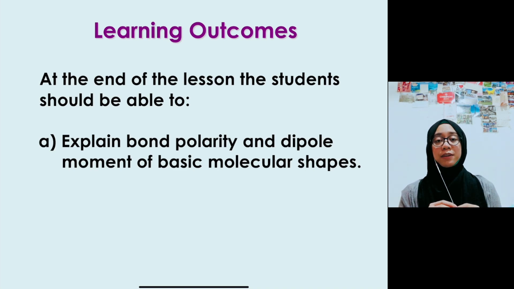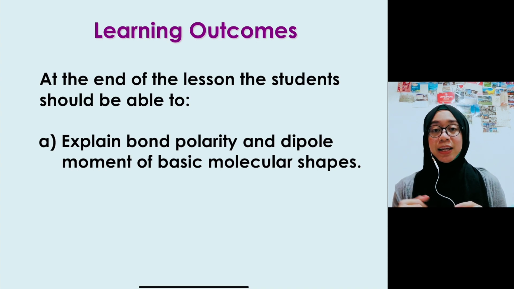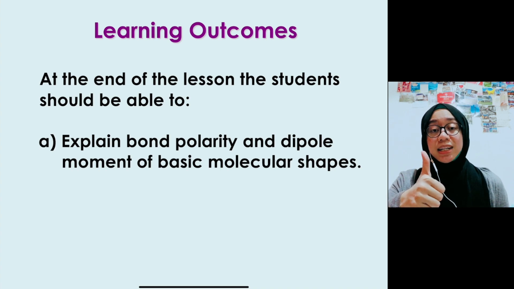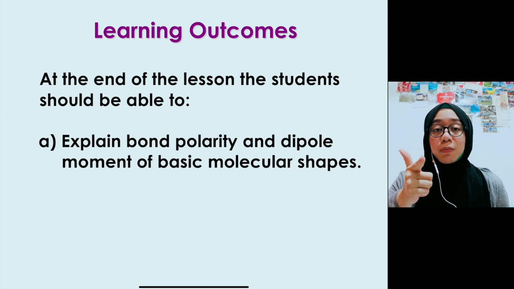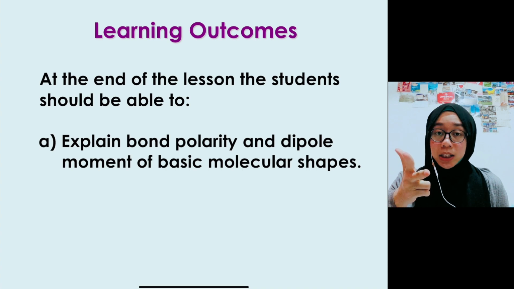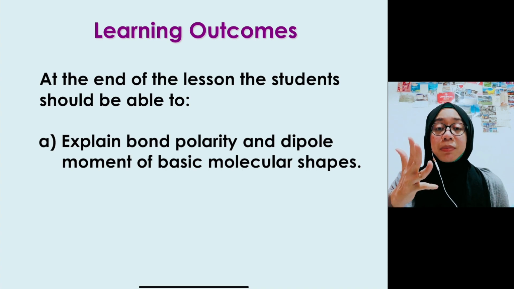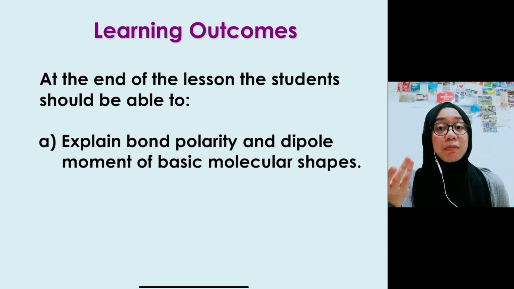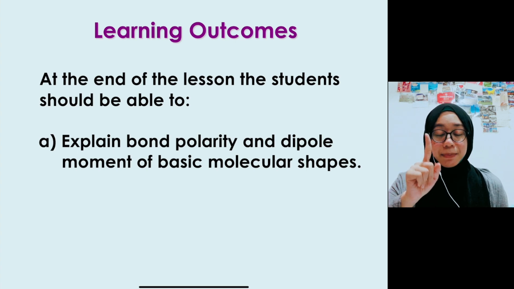So by the end of this video, you should be able to explain bond polarity and also dipole moment of basic molecular shapes. Okay, so ingat balik basic molecular shape yang kita belajar in previous subtopic. We have linear, we have trigonal planar, tetrahedral, trigonal bipyramidal and also octahedral. Okay, so setiap basic shape ni mempunyai different number of atoms bonded to the central atom. Okay, so kena ingat balik benda tu nanti.